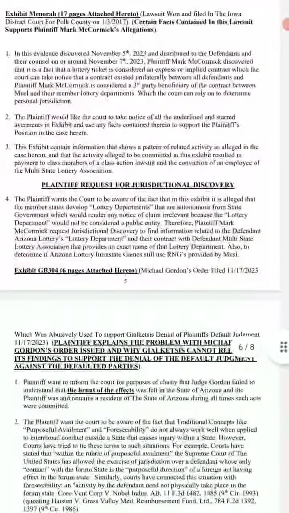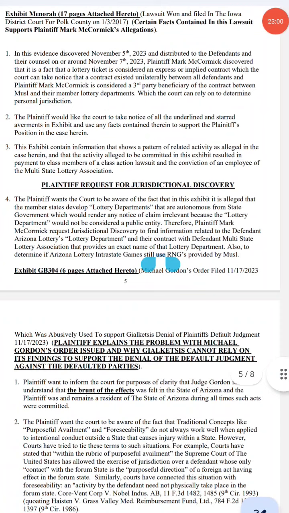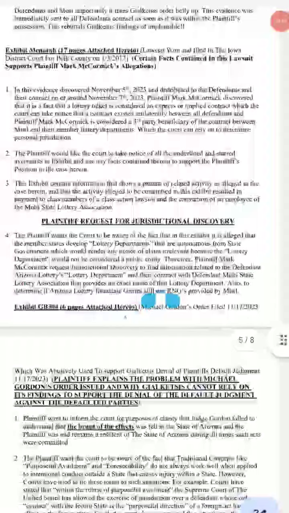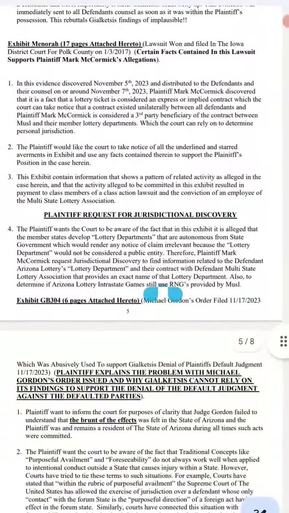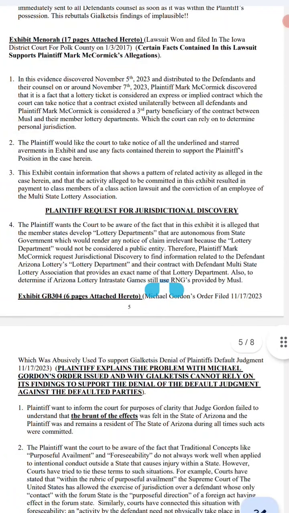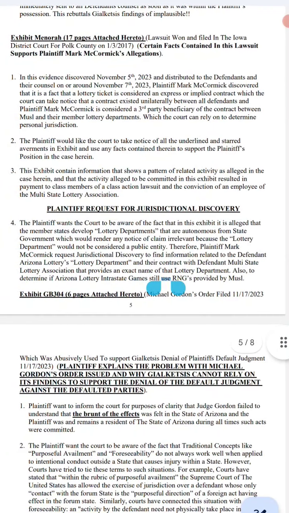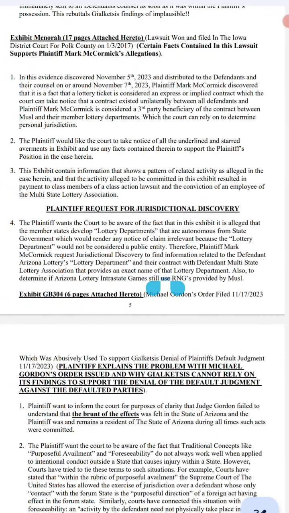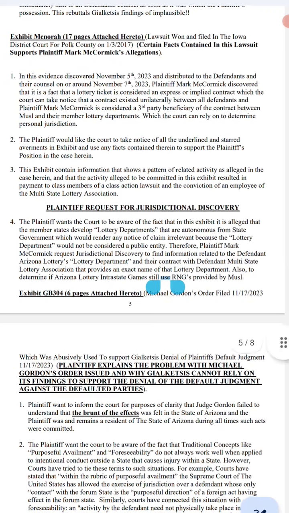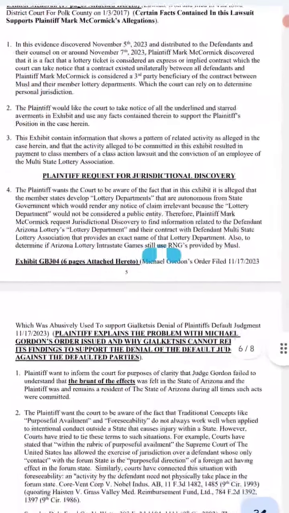Exhibit Menorah is 17 pages attached hereto. It's a lawsuit filed in the Iowa District Court for Polk County on January 3rd, 2017. Certain facts contained in this lawsuit support plaintiff Mark McCormick's allegations.